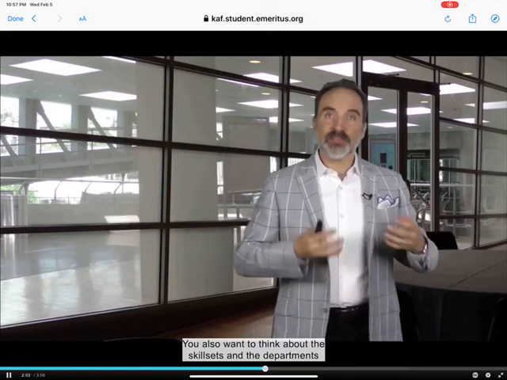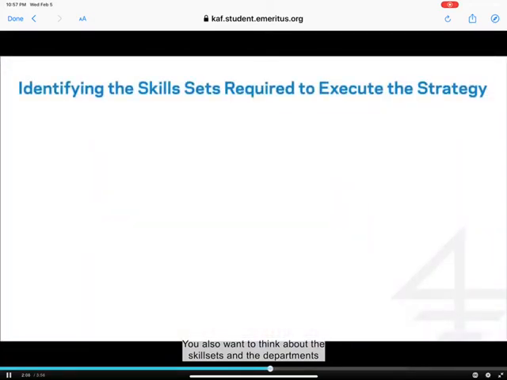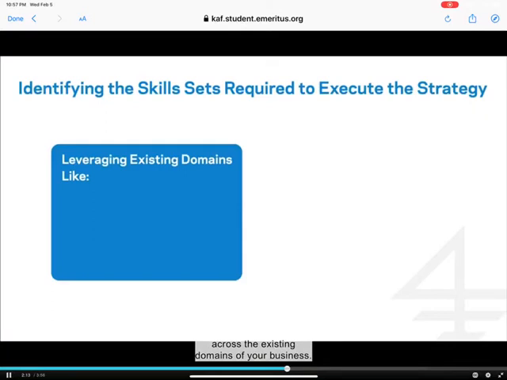You also want to think about the skill sets and the departments of your organization that you need to make this idea come to life. So that's going to be partly about leveraging across the existing domains of your business. Who do you really want involved?